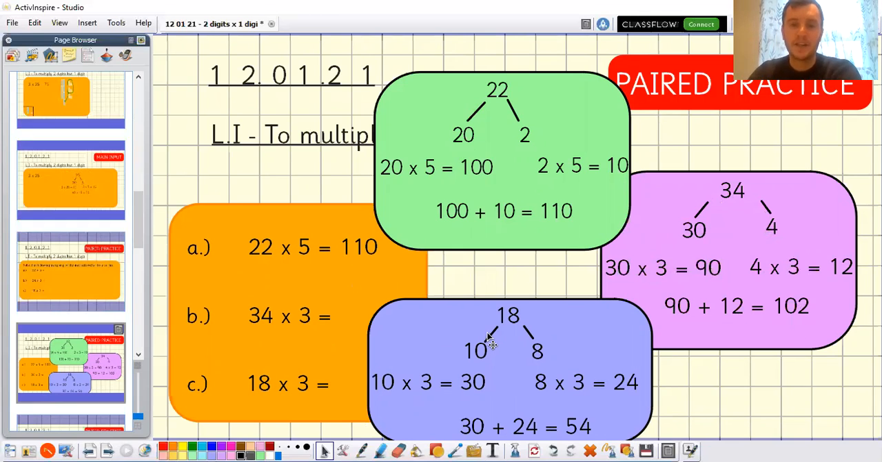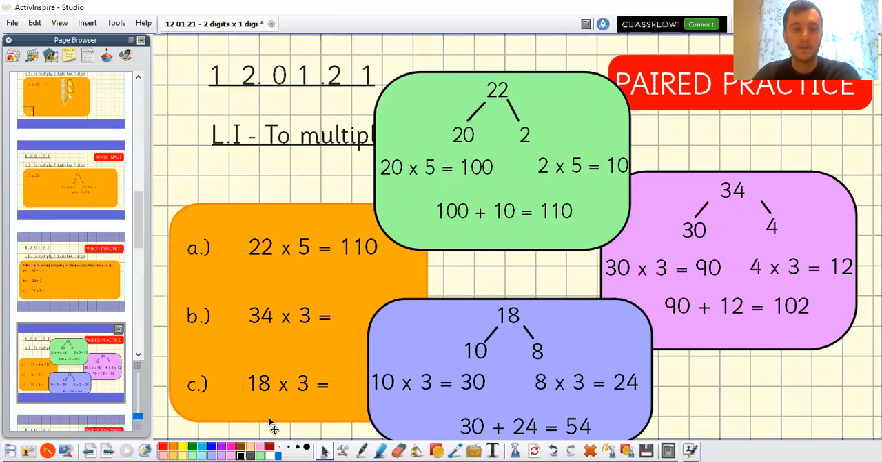Last one, 18 times 3. I've partitioned 18 into 10 and 8. So I've first done 10 times 3. 10 times 3 is 30. Then I've done 8 times 3. 8 times 3 is 24. 30 plus 24 is equal to 54.